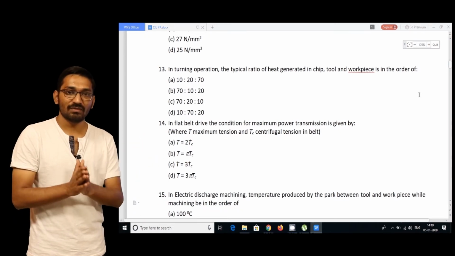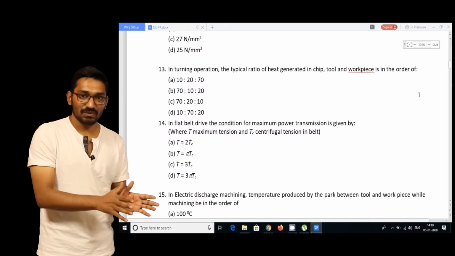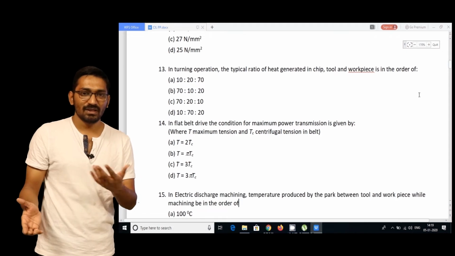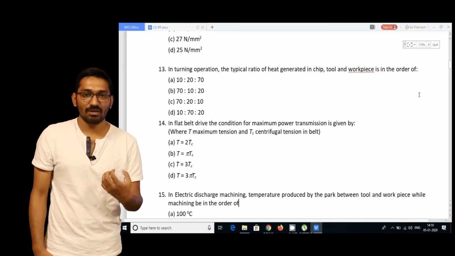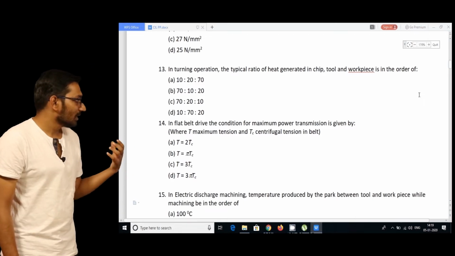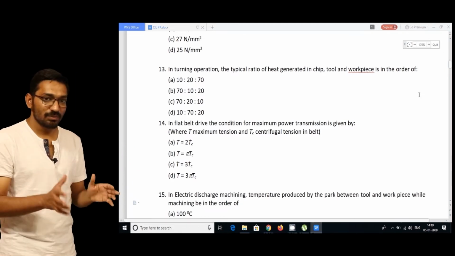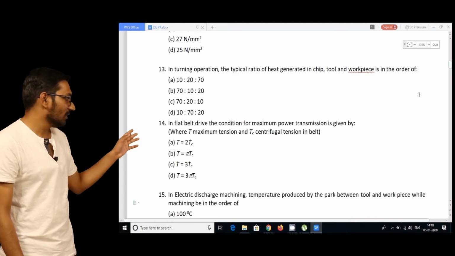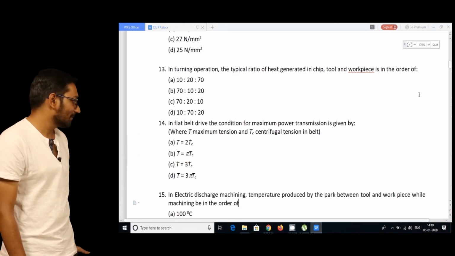Maximum amount of heat will be taken by the chips. If the maximum amount of heat is taken by the tool or the workpiece, then obviously thermal stresses develop inside the tool or the workpiece. So the maximum amount of heat should be taken by the chips, because chips will be a waste for us. So the ratio will be 7:20:10.